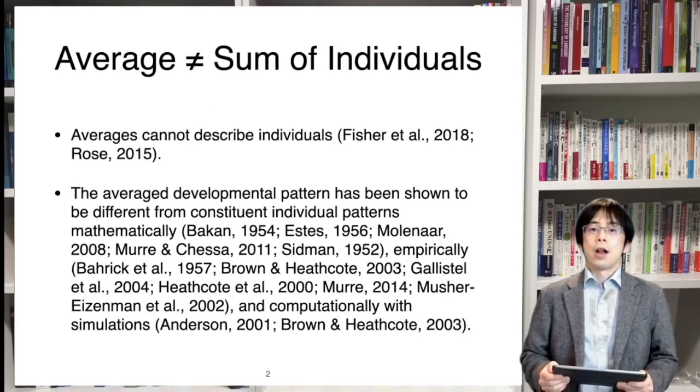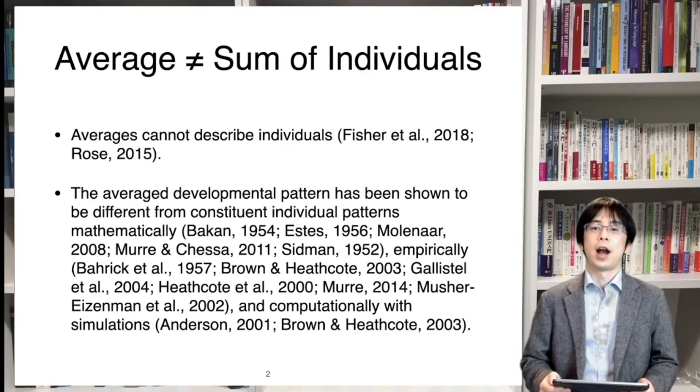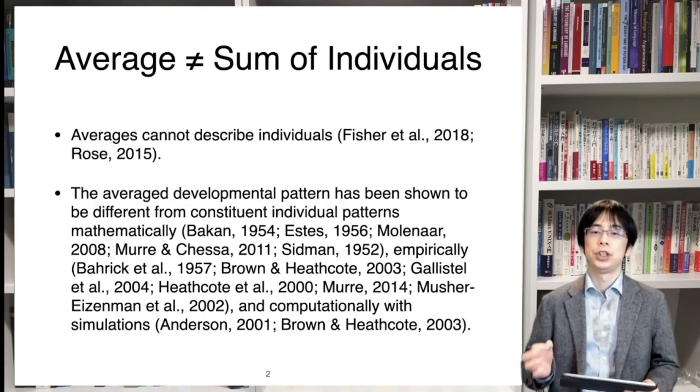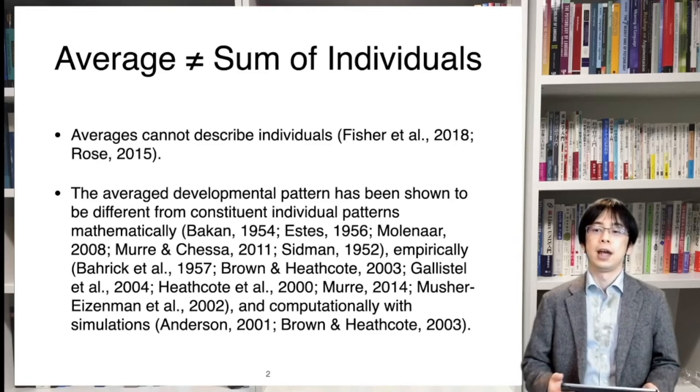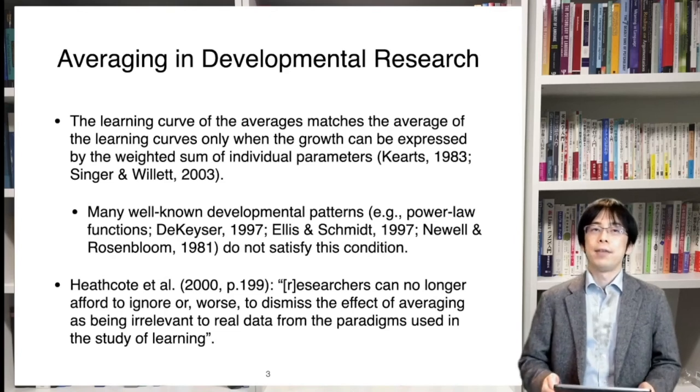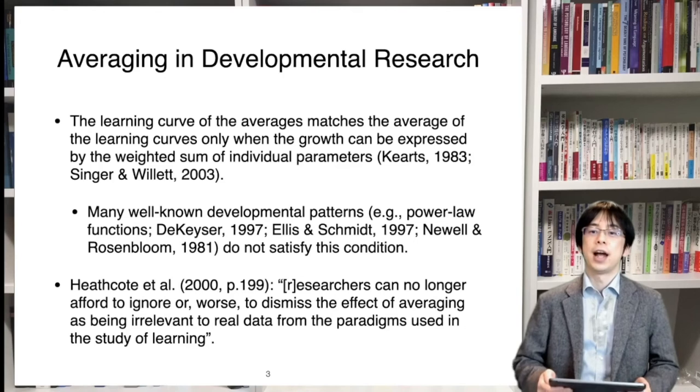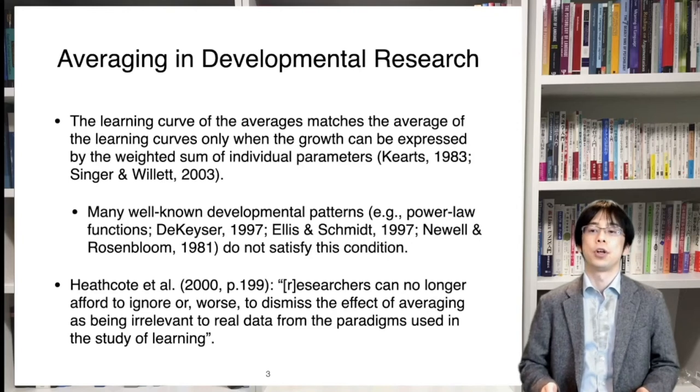We all know by now that averages cannot describe individuals. The averaged developmental pattern has been shown to be different from the individual patterns that constitute that group, mathematically, empirically, and computationally with simulations. The learning curve of the averages matches the average of the learning curves only when the growth can be expressed by the weighted sum of individual parameters. What that means is that many well-known developmental patterns in SLA, like power law functions, do not satisfy the condition.